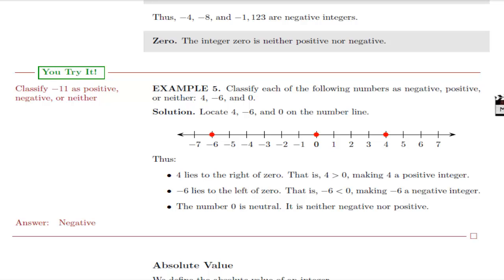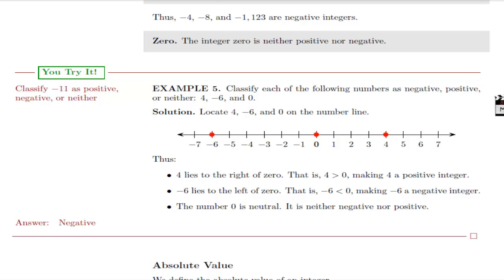Classify each of the following numbers as negative, positive, or neither. Solution. Locate 4, -6, and 0 on the number line. Thus, 4 lies to the right of 0, that is, 4 is greater than 0, making 4 a positive integer.